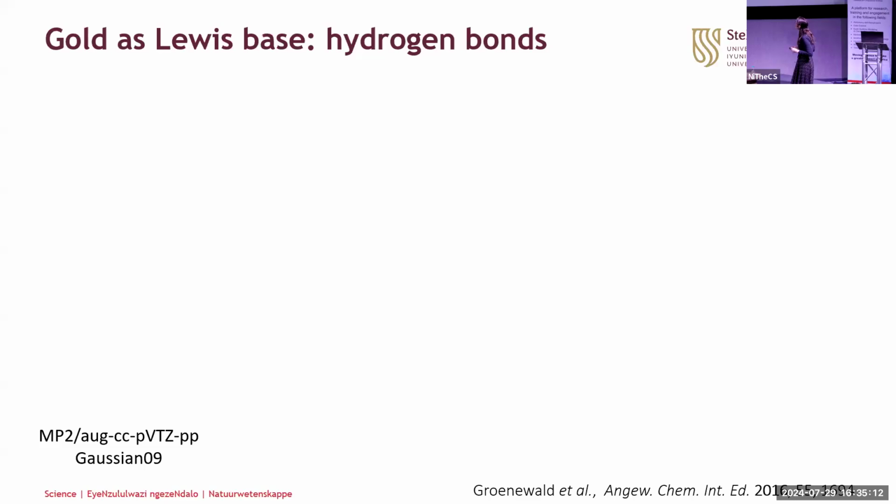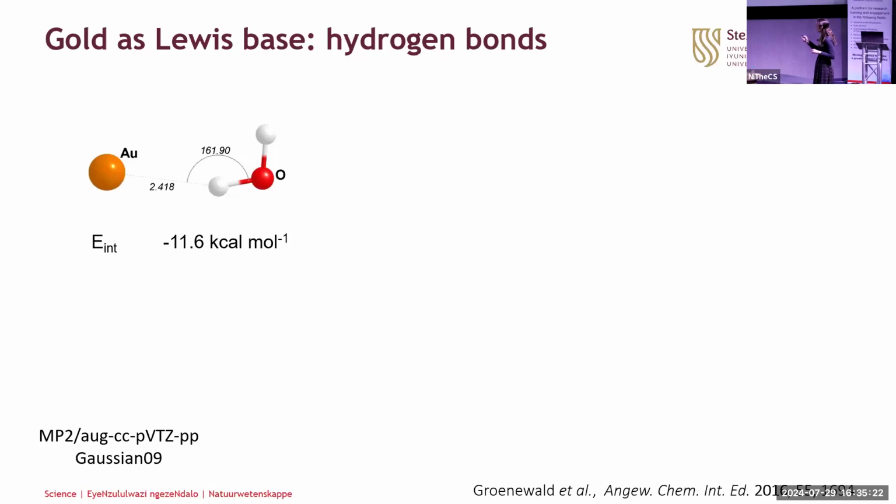And so we started off. This was a very good PhD student, Vladimir Groenewald, who took this forward. And he started off looking at what Kryachko had done. So he had an auride ion, gold minus, and he again proved what Kryachko had shown, that this was able to form a hydrogen bond. So when we say a hydrogen bond, what we mean is we've got the hydrogen linking these two, the water and the auride ion.